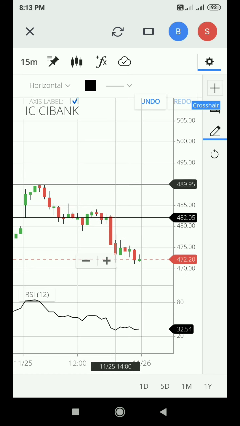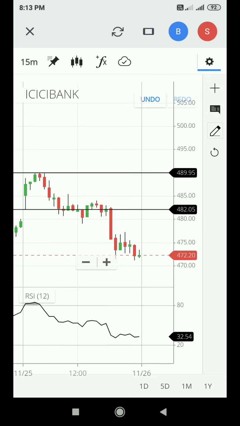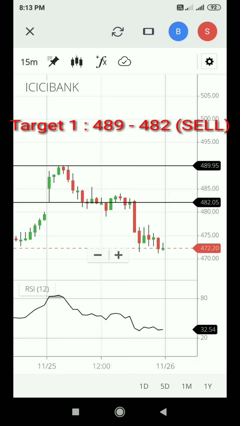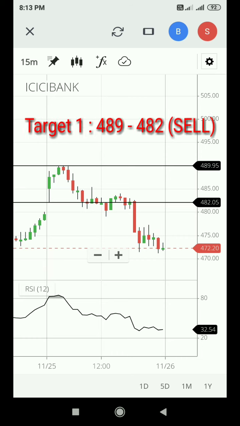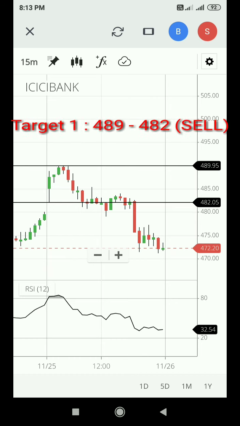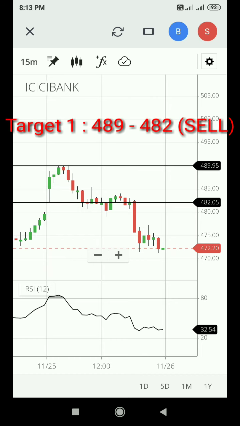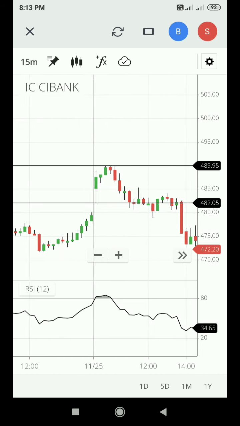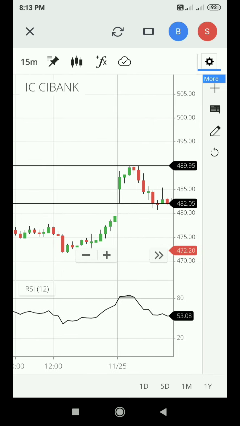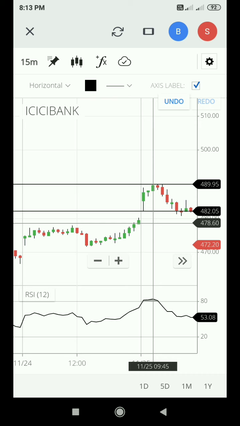The first red candle's low is the entry point here, and 482 is the first exit point, and after that we have a second exit point also. Now I am showing the second exit point, and 489 to 482 is the first target. Now I show the second exit point, and I will draw a horizontal line for clarity.